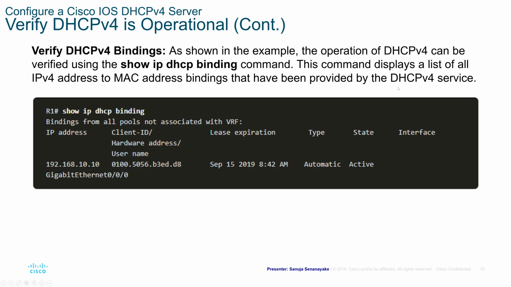It shows here, for example, that the IP address 192.168.10.10 is leased out to this client, whose hardware address is the MAC address, and it shows the lease expiration information and what type of DHCP lease. So the bindings give you the statistics that you can check on a DHCP pool.